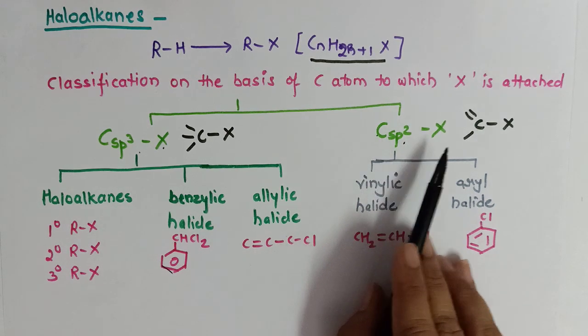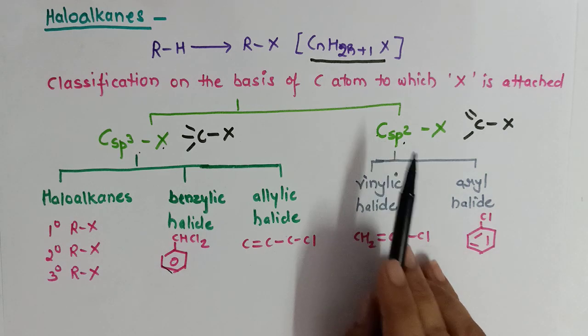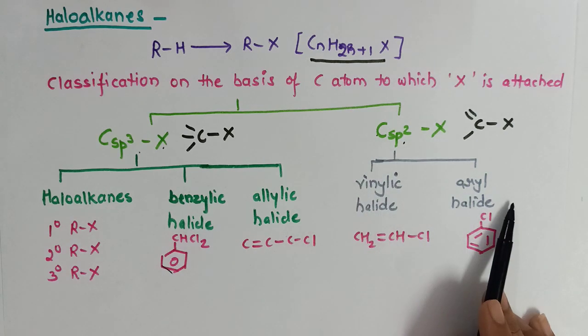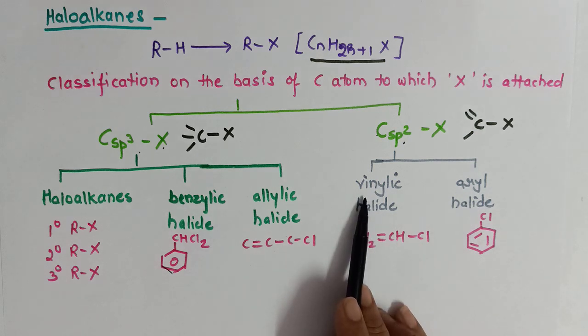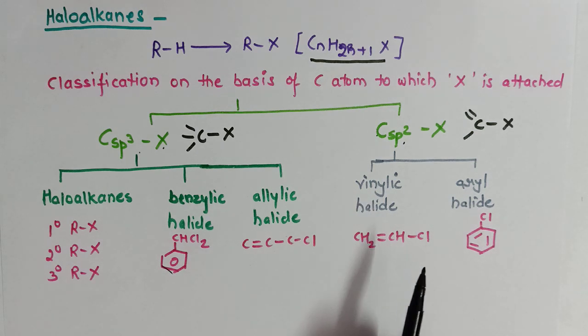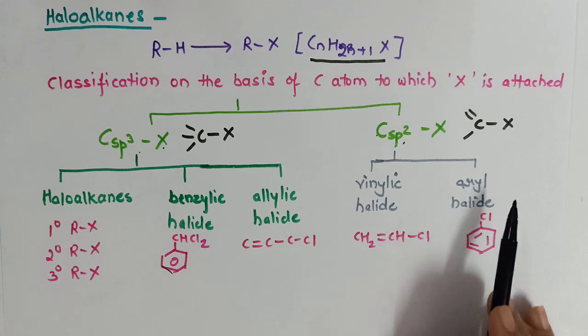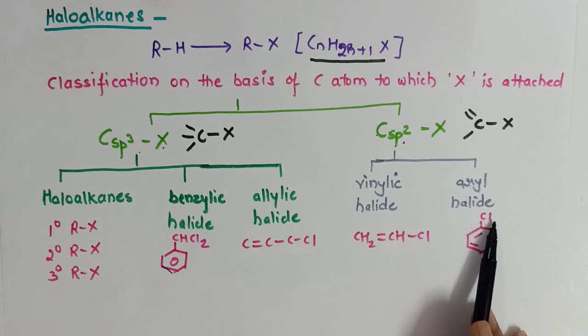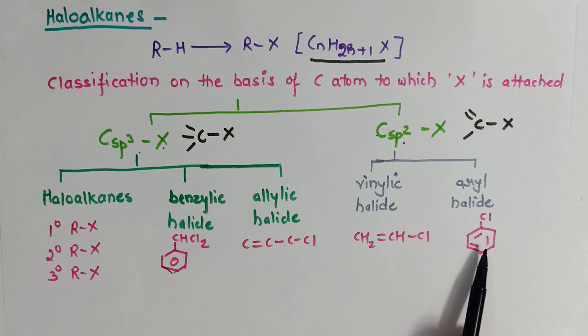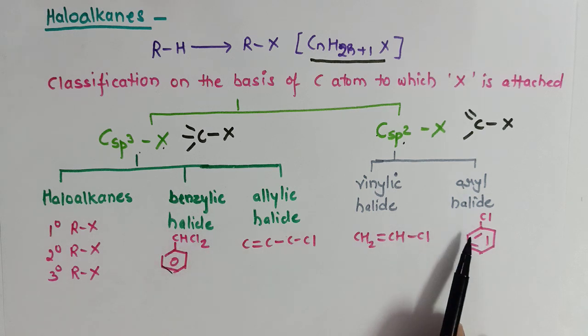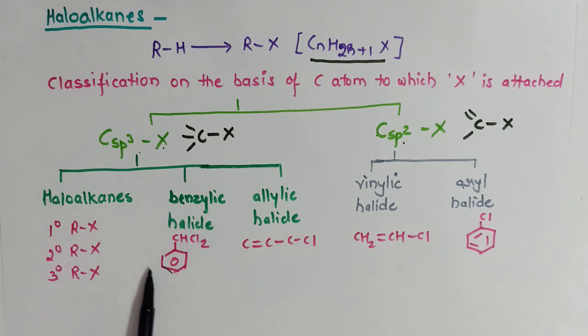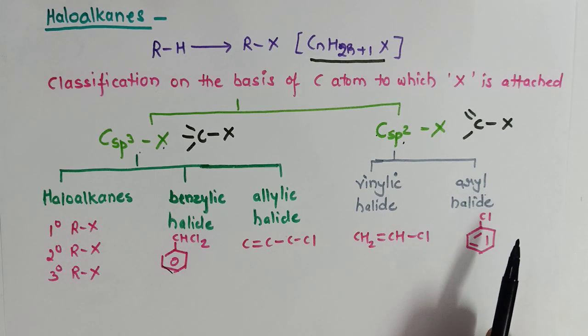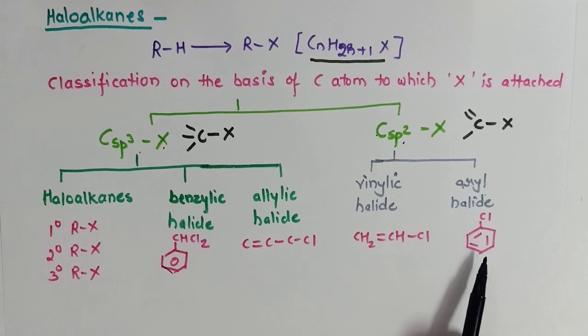Now in this one, the halogen atom is attached to sp2 hybridized carbon: vinylic halide and aryl halide. Vinylic halide means halogen is attached directly to the double bonded carbon atom, whereas in aryl halide the halogen atom will be attached directly to the benzene ring. Dear students, please pay attention to these two. So many times the students consider these as aryl halide. This is not an aryl halide, it's a benzylic halide, as the halogen atom will be attached in the side chain, whereas in case of aryl halide the halogen will be attached directly to the benzene ring.